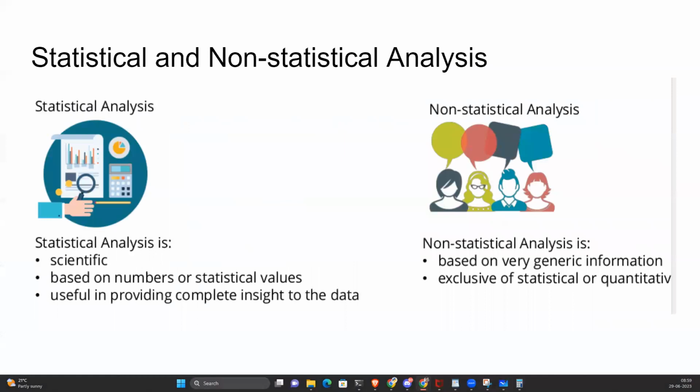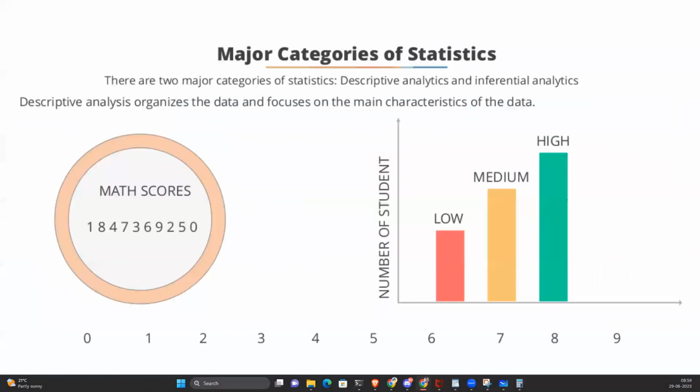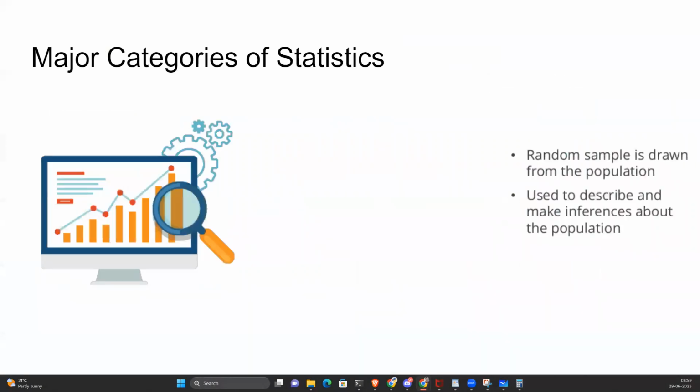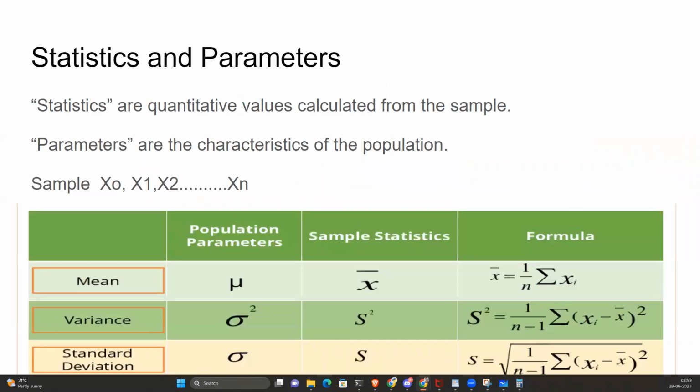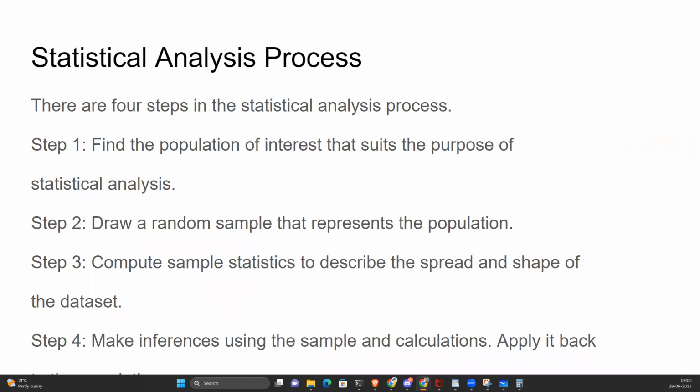So what is statistics? What are the things we are doing? What are the different types of statistics? And also the major categories of statistics. We have discussed inferential statistics and descriptive statistics. Then we discussed mean, median, mode, which is called central tendency. Then we are going to look at the statistical analysis process: what are the steps to do any kind of statistical analysis? There are four steps.